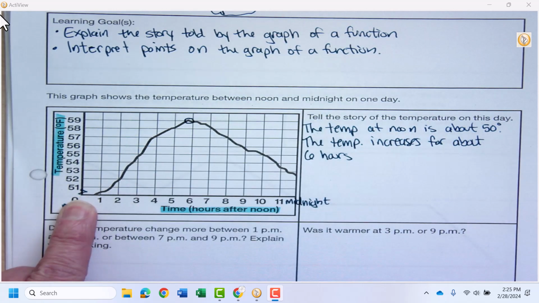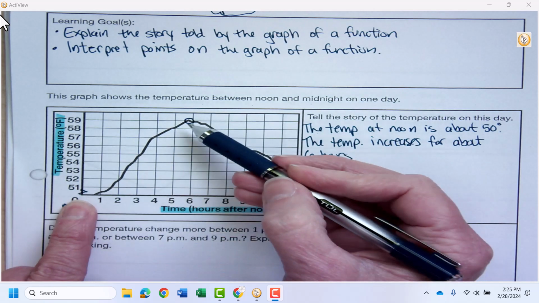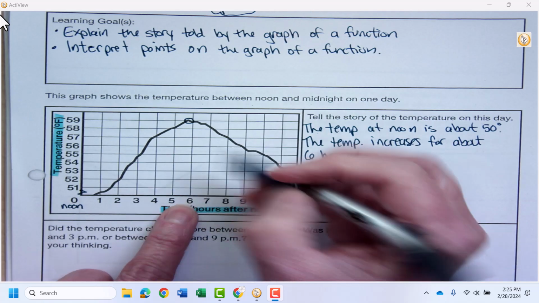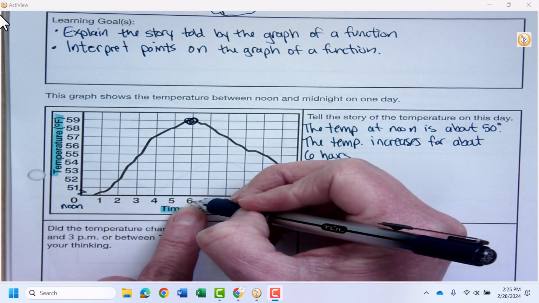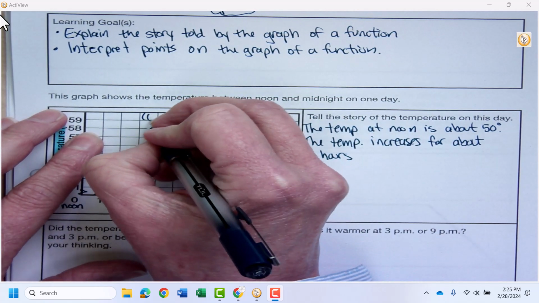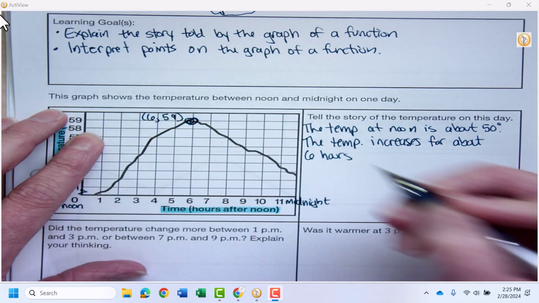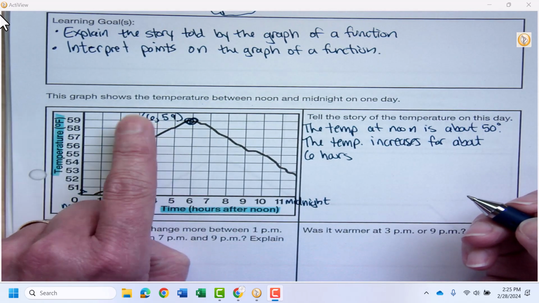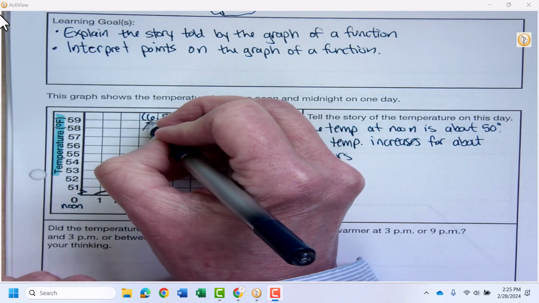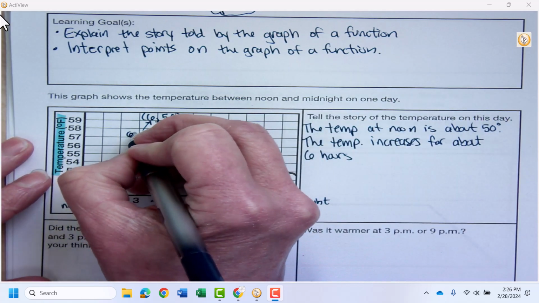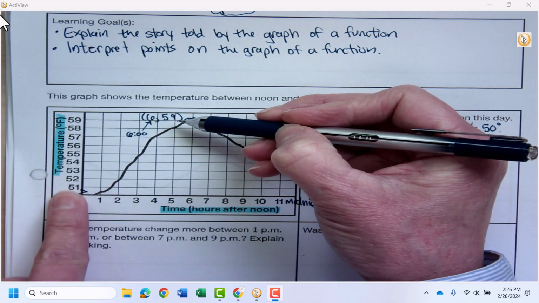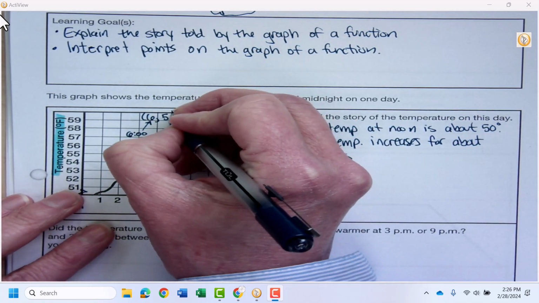And I'm going to take a moment and talk about this point in time. This point in time, if I were going to write it as coordinates, well, I'm going to fudge a little bit here and say this is the point (6, 59). Both of those numbers mean something, and I should be able to interpret their meaning. The first number is the hours after noon. So that's going to be 6 hours after noon, or 6 o'clock p.m. And the second number is the y value, the temperature, in degrees Fahrenheit.